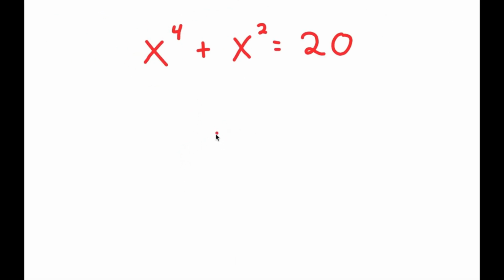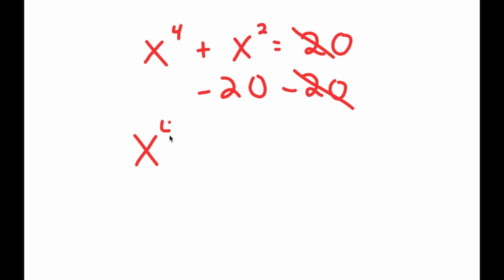Alright, so in this equation, I have x to the power of 4 plus x squared is equal to 20. So to solve this, what I'm going to do is first start by subtracting 20 on both sides, so we can have all our terms on one side. So I get x to the power of 4 plus x squared minus 20 is equal to 0.